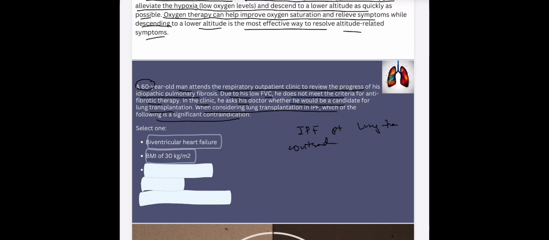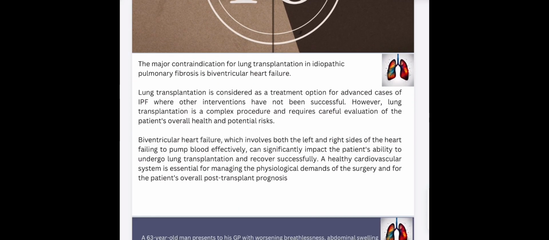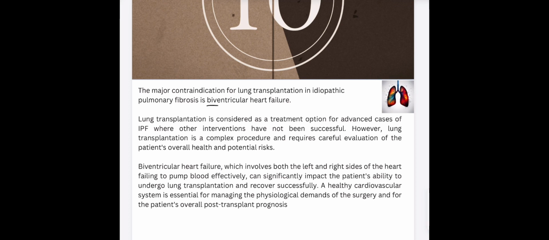Is it biventricular heart failure, BMI of 30, portal hypertension, osteopenia, or renal cyst on ultrasound scan? Significant. The question is about significant contraindication. So the major contraindication is biventricular heart failure. Others could be there, but the significant one is biventricular heart failure.